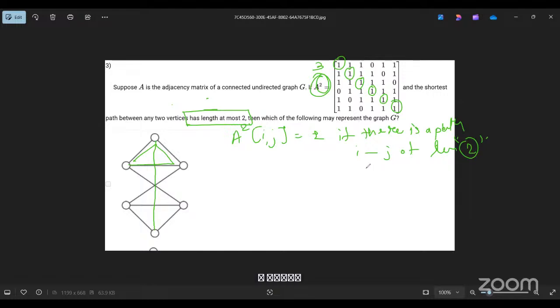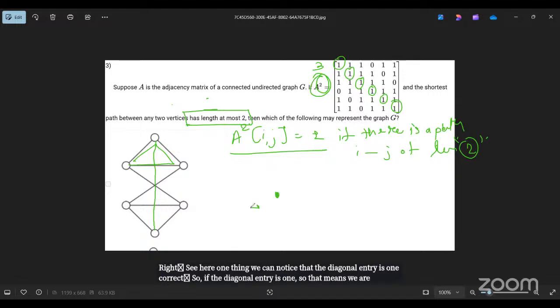This is a graded assignment question, ma'am. Even I am confused. Does anyone in the class have any idea? Ilango. Right. See here, one thing we can notice is that the diagonal entry is 1, correct? Yes, ma'am. So if the diagonal entry is 1, that means we have to reach from one vertex to that vertex using 2 edges.